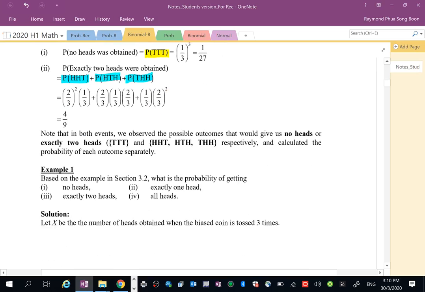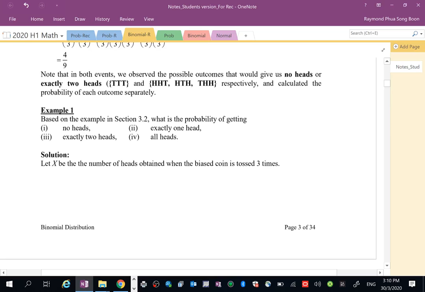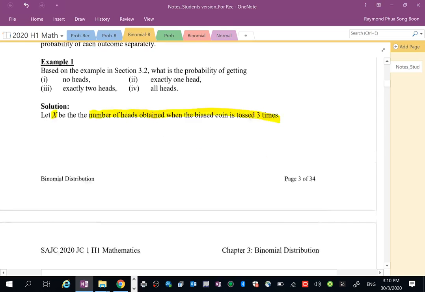So this is what you have learned in chapter 2 on probability, which is nothing new. So let's look at example 1. Based on the scenario given in section 3.2, we are asked to calculate the probability of getting no heads, exactly 1 head, exactly 2 heads, and all heads. So now that you know what a random variable is, we will define X as the random variable, the number of heads obtained when a biased coin is tossed 3 times.